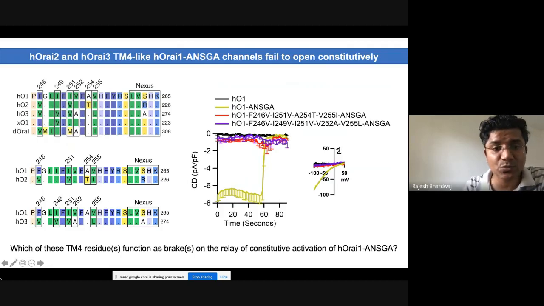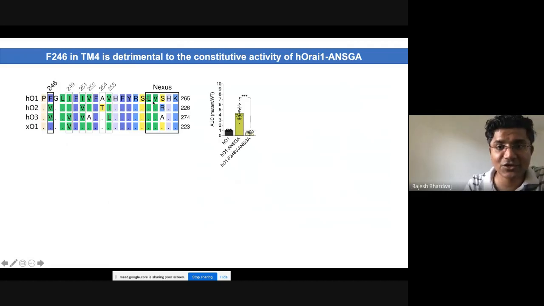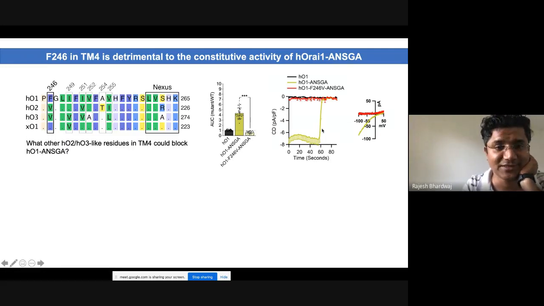So then we asked which one of these is the relevant break mutation. This is very interesting: this phenylalanine is conserved in Xenopus ORI1, which was constitutively active, the Nexus mutant, but the valines are conserved in human ORI2 and ORI3. So we did the F246V mutation in combination with the Nexus mutation, and you see that there is complete abrogation of this constitutive calcium flux of the ORI1 channel mutant. And that was recapitulated in the patch-clamp findings.